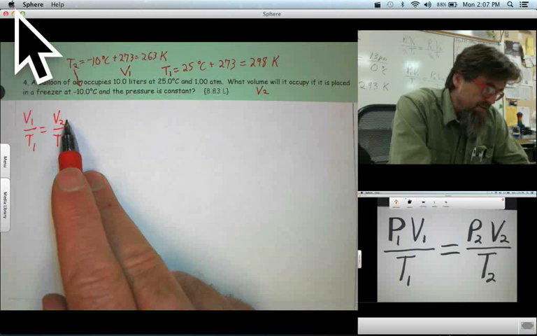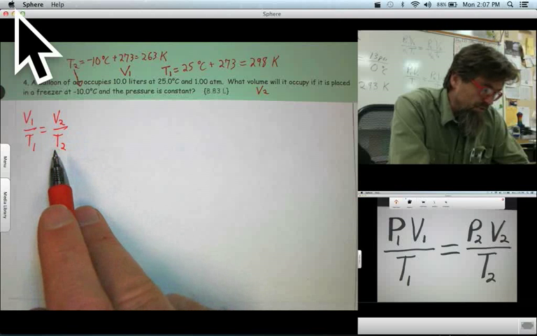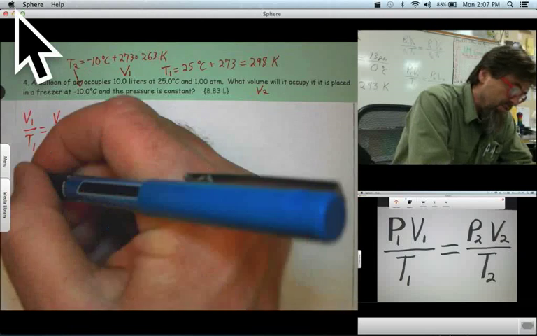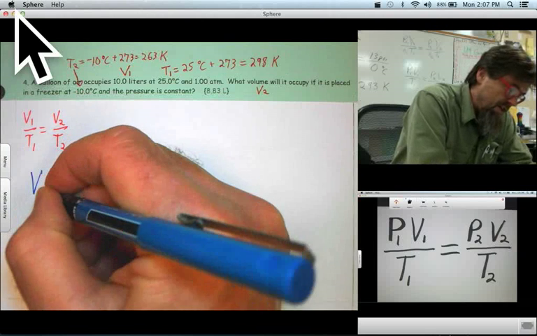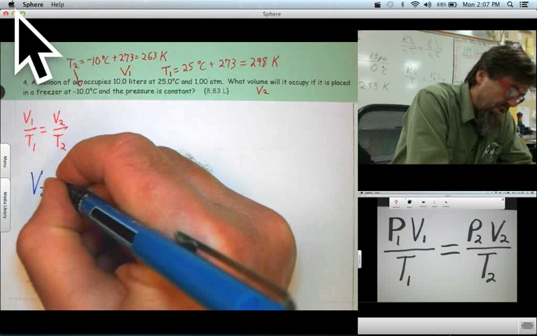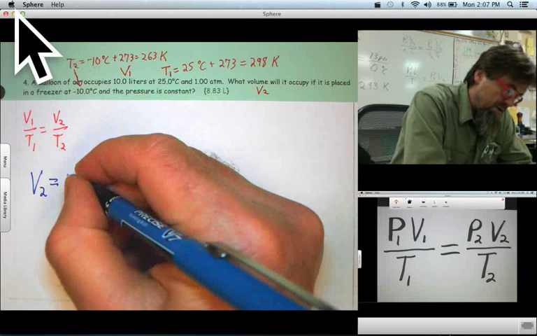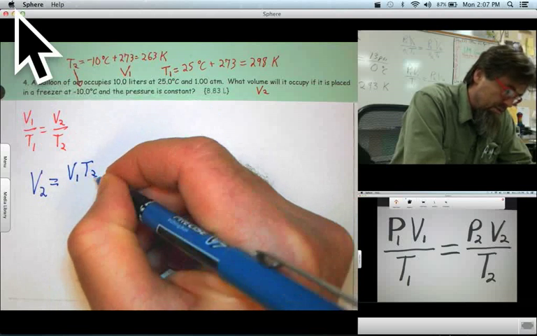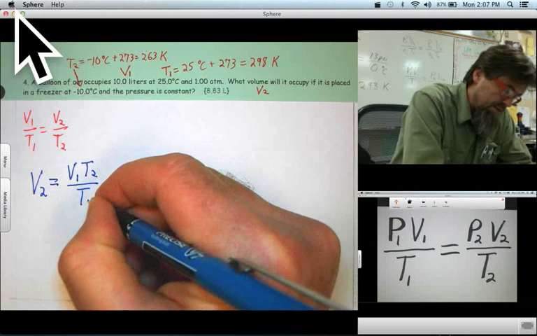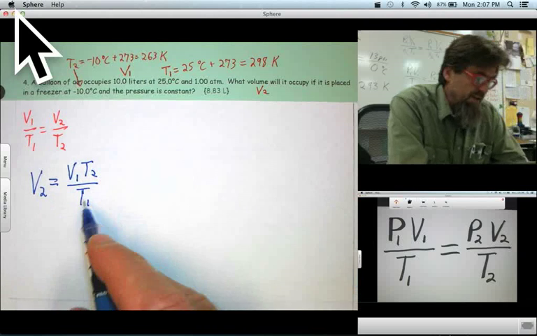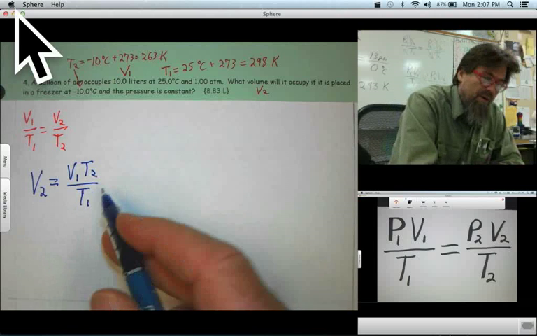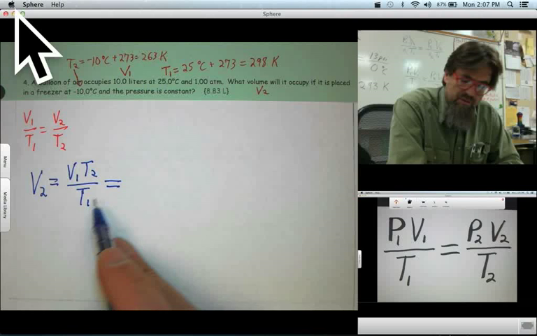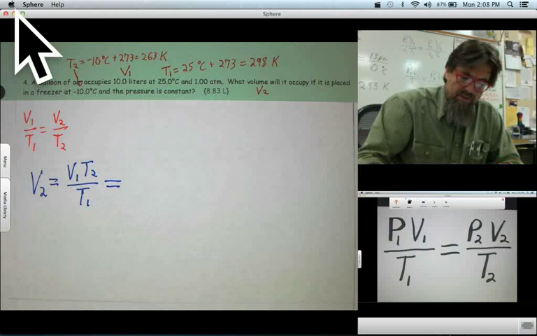V2 over T2. So if we multiply T2 by both sides, we get this new equation. V2 equals V1 times T2 over T1. Just doing algebra to solve for V2. I much prefer doing algebra on variables than on units with numbers. Units with numbers I like to just write once and then cancel all those units that I can.